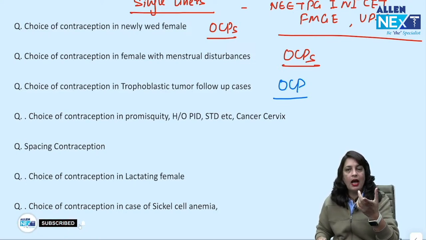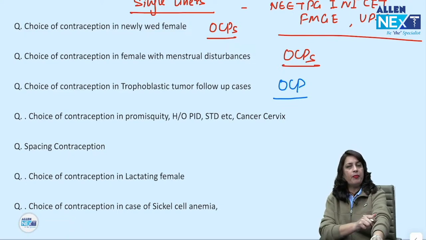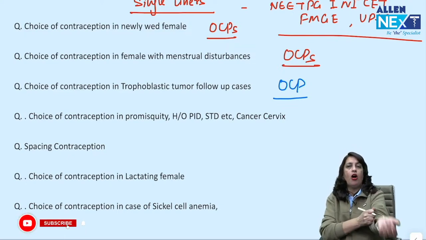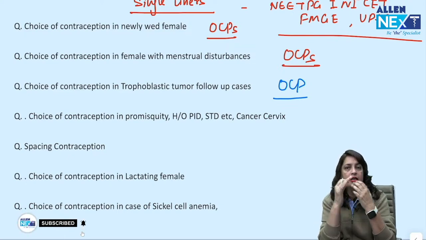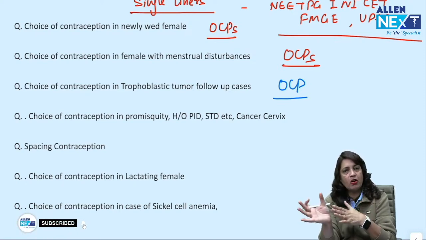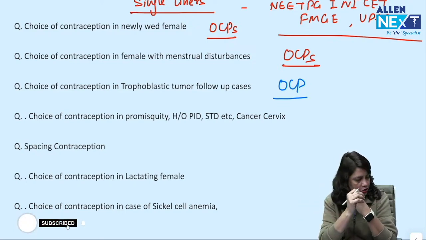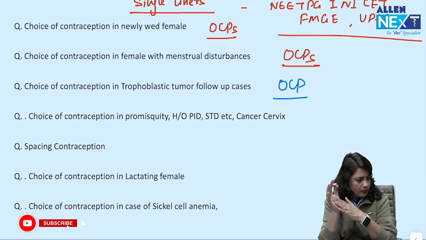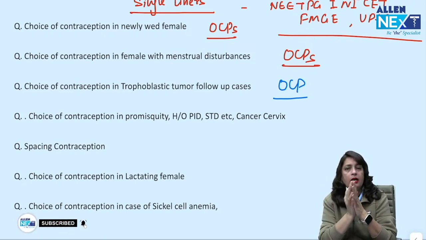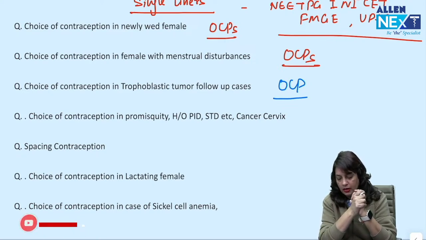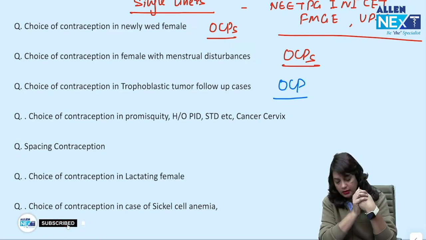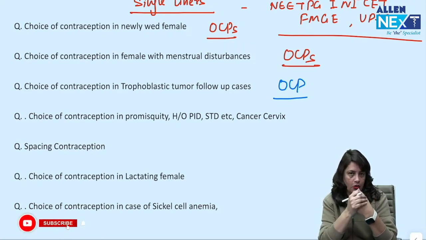Beta HCG is a hormone secreted in pregnancy. So, how will you be able to differentiate whether this beta HCG which is detectable in the blood is because of a pregnancy or because of recurrence of the trophoblastic tumor? Hence, your patient should not conceive during the follow-up period.